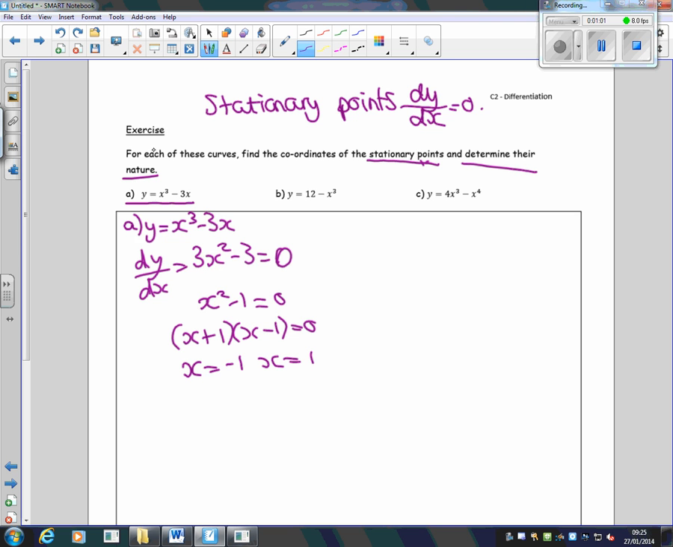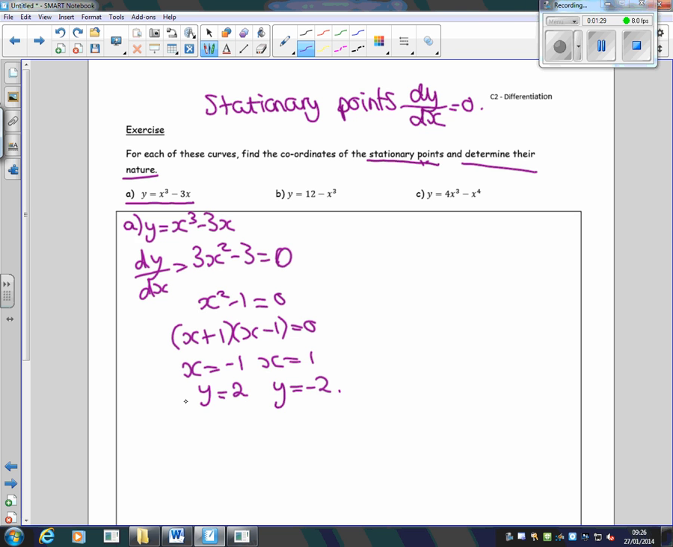Now we need to find the y values at these x points. If we substitute minus 1 into the original equation, we get minus 1 plus 3, which gives us a y value of 2. And if we substitute x equals 1, that gives us 1 minus 3, which gives us a y value of minus 2. So we've got our two stationary points, and we need to determine the nature at either side of these points.